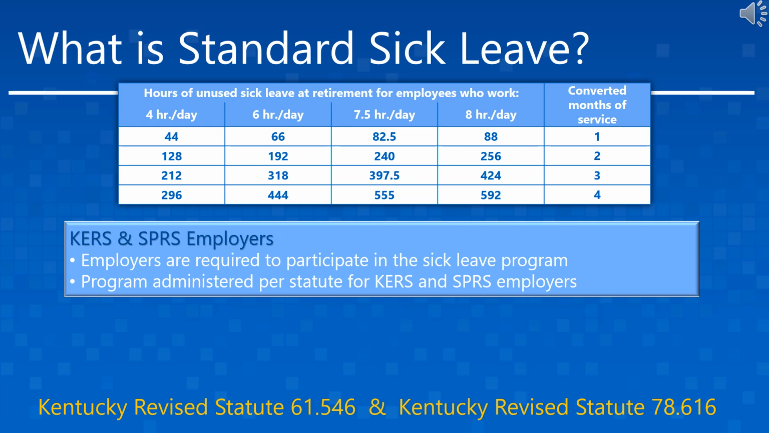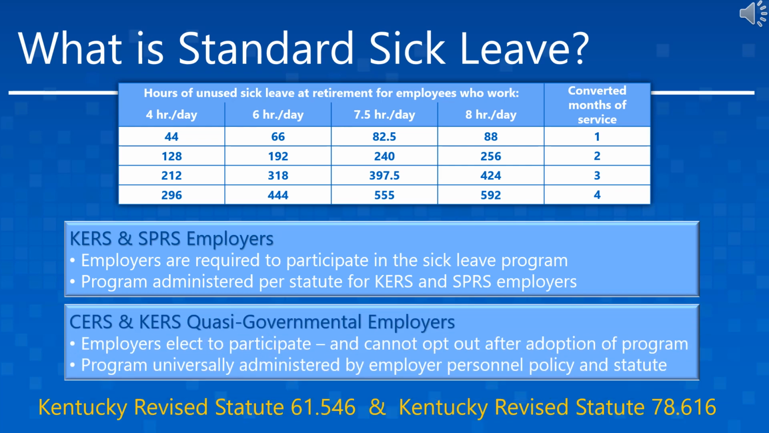KERS and SPRS employers reported by the Commonwealth are required to participate, and the program is administered based on statute. CERS and quasi-governmental KERS employers can opt to join the program. However, once an agency joins the program, they cannot opt out, and the program must be universally administered based on each agency's personnel policy in conjunction with statute.